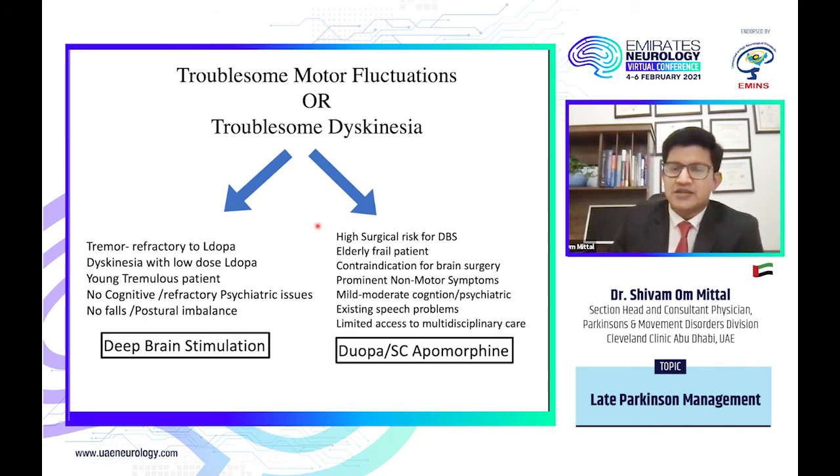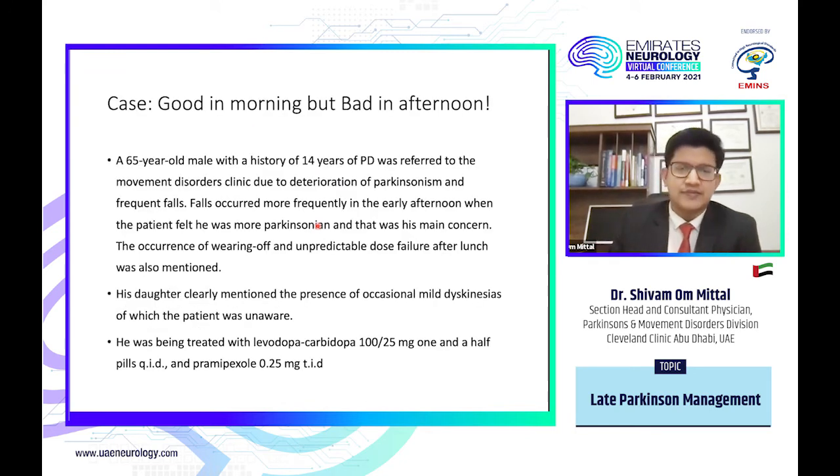But again, you have to tell them there's a natural way of giving dopamine directly into the intestine, and I think it's a great option for advanced Parkinson's disease patients. And so apomorphine works subcutaneously, so it is much easier than the Duopa pump. Now we'll go through some examples.